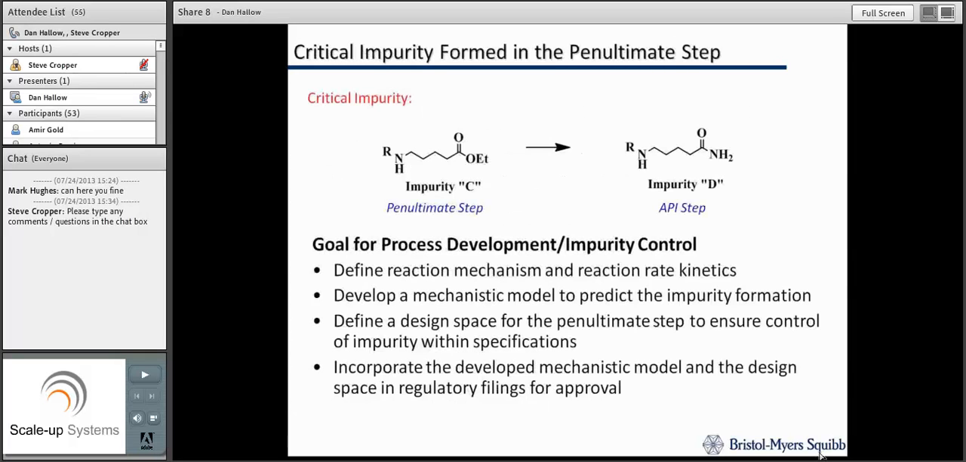So the first topic that I'd like to introduce is that this work was really focused on the control of a critical impurity in the penultimate step of the synthetic sequence. This impurity I'll refer to as impurity C, and it was deemed critical as this impurity can carry over into the API step and thereby have the potential to impact the drug substance quality.